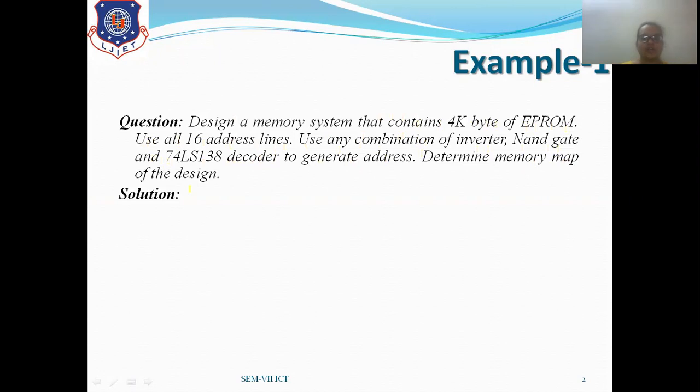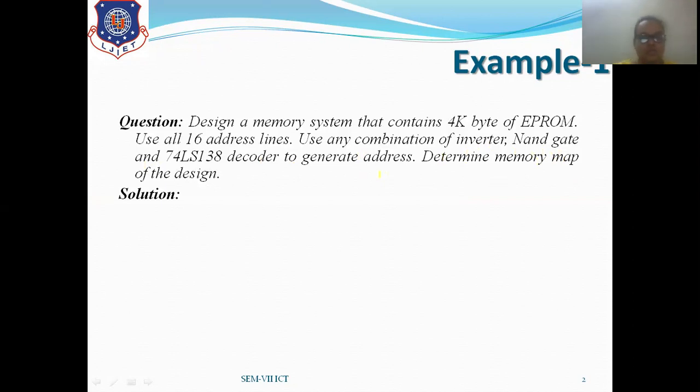What has been given? We have taken this basic example. Only ROM has been given, with a memory of 4 KB, so we need to interface 4 KB of ROM with the 8085. Here we need to use all 16 address lines, which means we need to use the absolute decoding technique. For the rest of the address lines, we can use any combination of inverter, NAND gate or decoder circuit, and what we need to show is the memory mapping of that particular design.